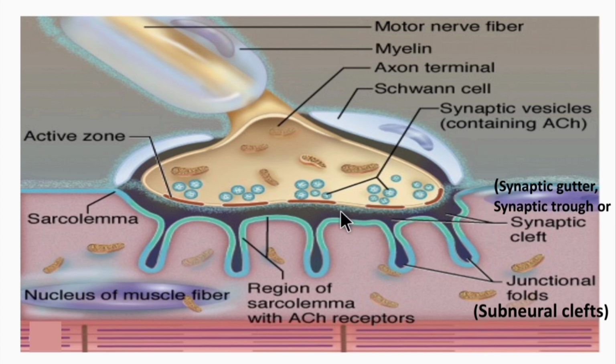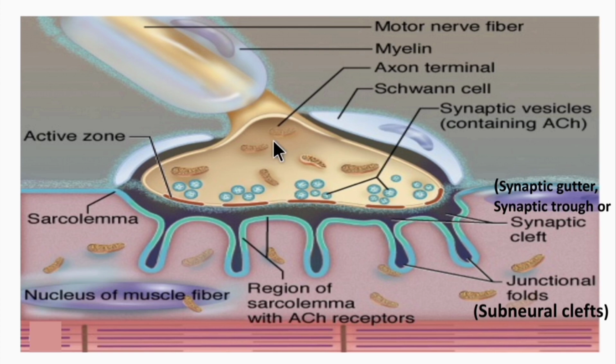Then this is the synaptic space between the nerve fiber and the muscle fiber, and this synaptic space is also called the synaptic gutter, synaptic trough or synaptic cleft. Never get confused, the synaptic gutter, synaptic trough and synaptic cleft are one and the same thing, and in this synaptic space the acetylcholine esterase enzyme is present. This is also sarcolemma, and this is the region outside the neuromuscular junction. So, this was the whole structure of the neuromuscular junction.